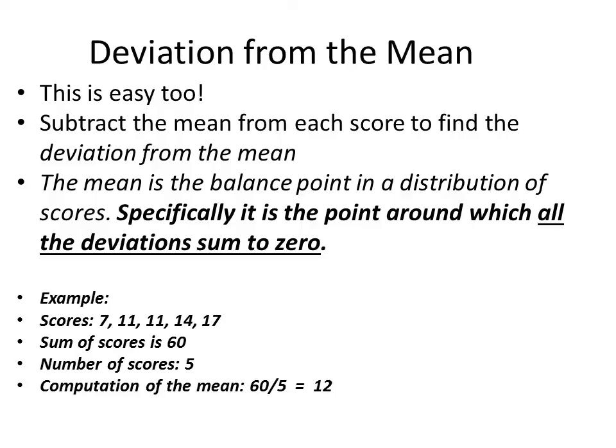So let's look at the example below. We have scores. Our scores are 7, 11, 11, 14, and 17. Now, if we add all of our scores together, we have 60. If we then count how many scores we have, we have 5. Now, if we compute the mean, we have 60 divided by 5 gives us 12.